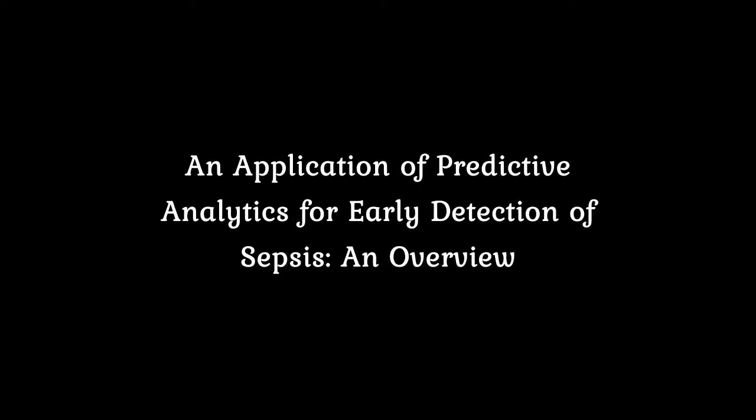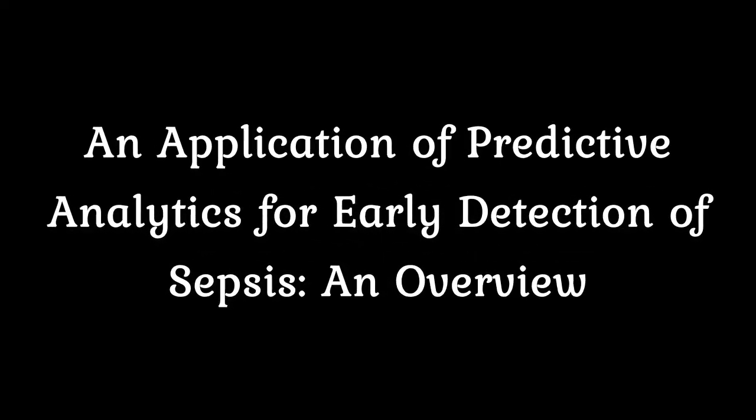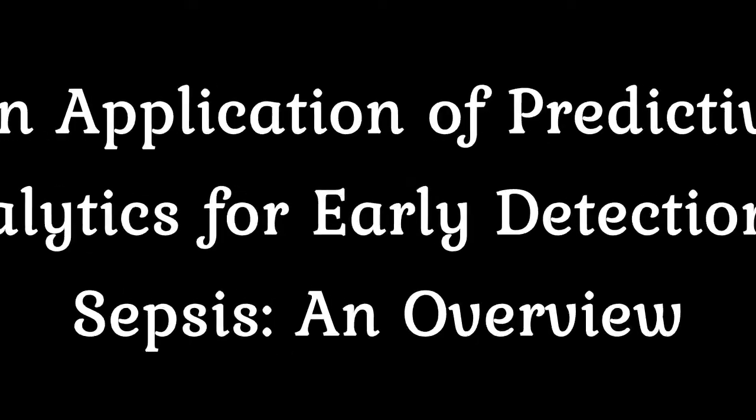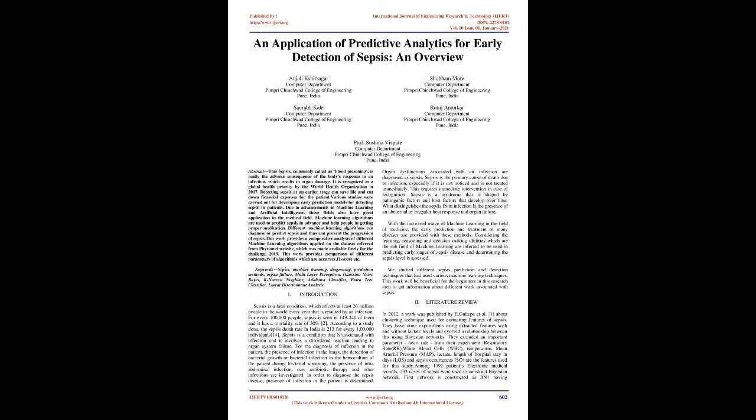An application of predictive analytics for early detection of sepsis, an overview. Abstract: Sepsis, commonly called blood poisoning, is the adverse consequence of the body's response to an infection, which results in organ damage. It was recognized as a global health priority by the World Health Organization in 2017.